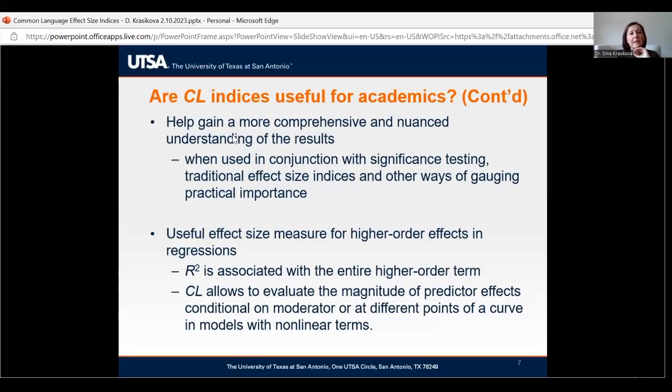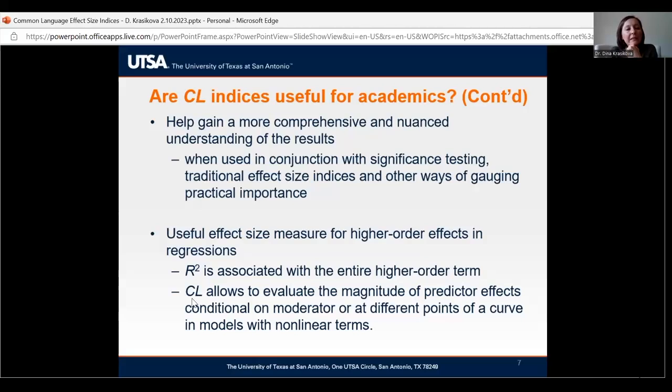Also, CL indices, as I will show later in this lecture, can be used to interpret the size of the effects in regression models with higher order terms. As of now, we only have R squared and f squared, which is derived from R squared, to evaluate the importance of higher order terms. These are interaction terms and nonlinear terms, which are usually cubic and quadratic in organizational research.